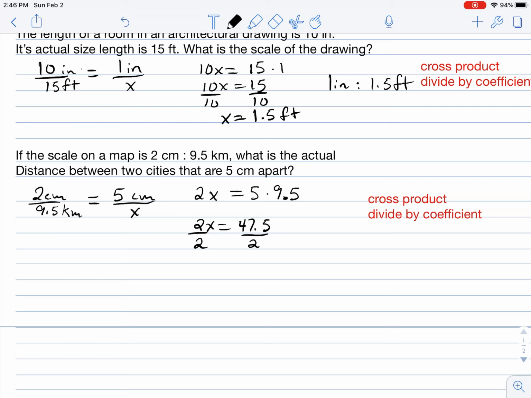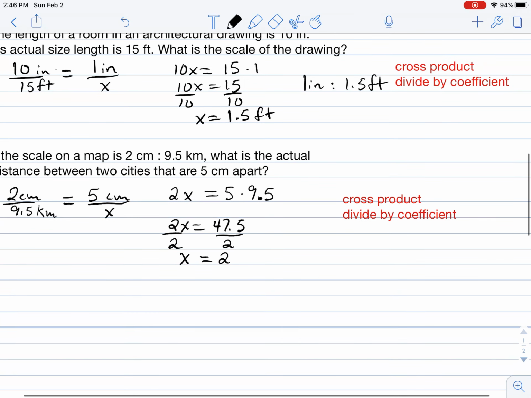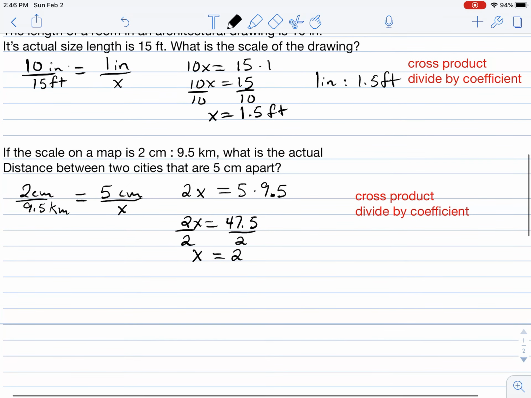Last step, divide both sides by the coefficient, that is the number in front of the variable. We're left with x here. That's going to equal half of 4 is 2, and then half of 7 would be 3.5, and half of 0.5 is going to be 0.25, so that would be 23.75 kilometers apart.